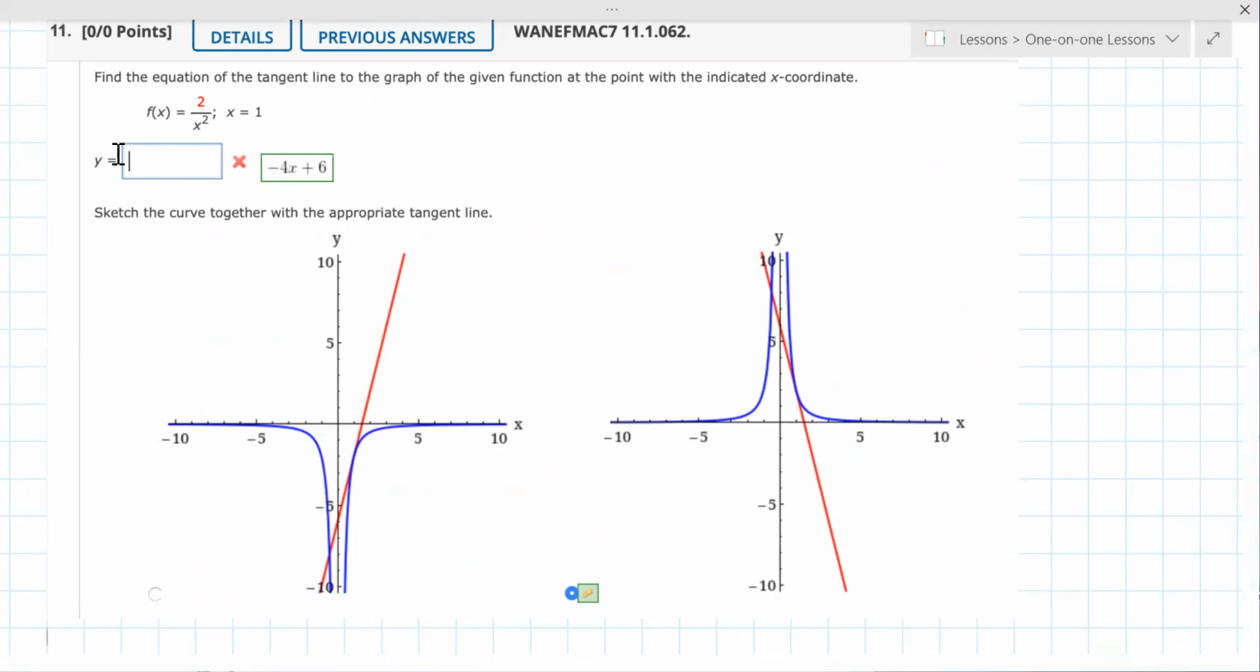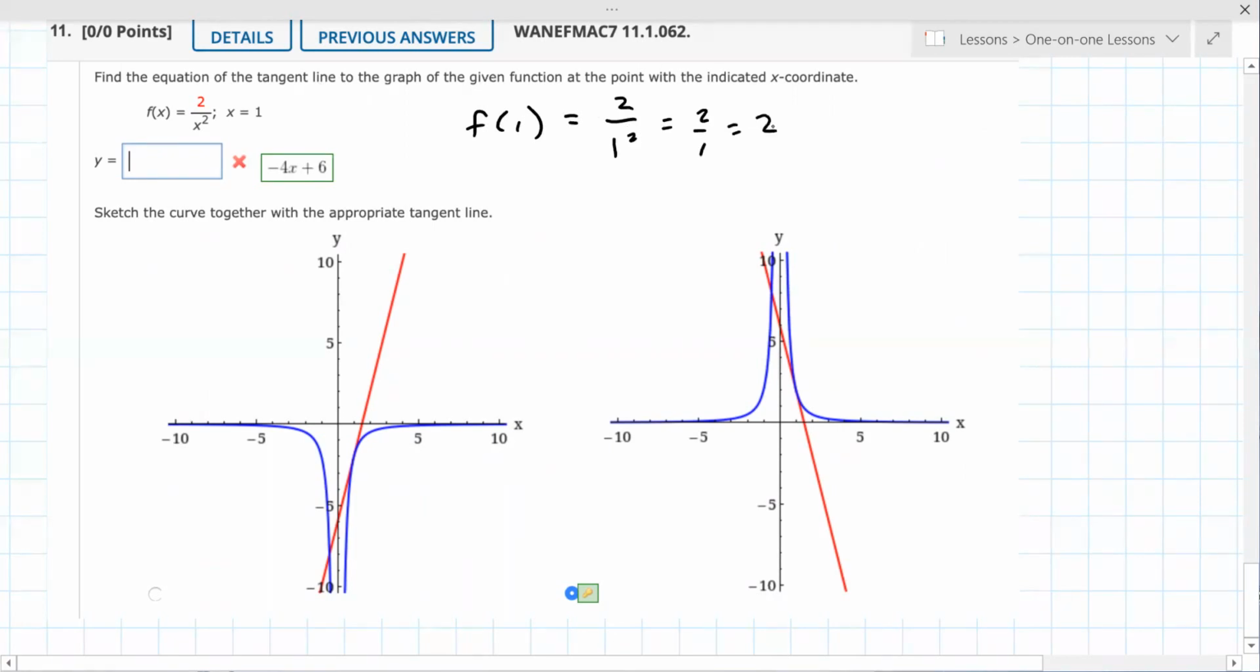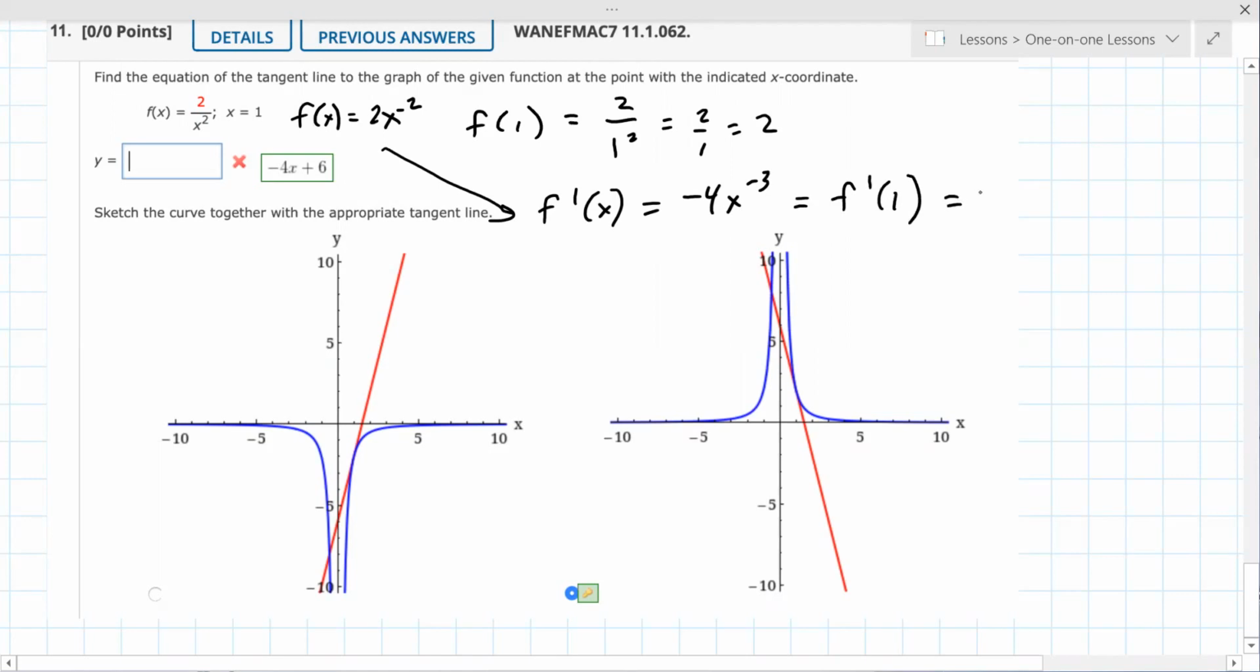Okay. All right, find the equation of the tangent line to the graph of the given functions. To find a tangent line, you have to first evaluate the function at the point. So that's 2 over 1 squared, which equals 2 over 1, which equals 2. The next thing you have to do is find the derivative. So f of x can also be written as 2x to the minus 2 power. And to find its derivative, that's just power rule: minus 4x to the minus 3 power. But then you have to do a little bit more. You have to evaluate it at that point. So you take the derivative, which you just did, and evaluate it at 1: minus 4 times 1 to the minus 3 power. That ends up equaling minus 4.